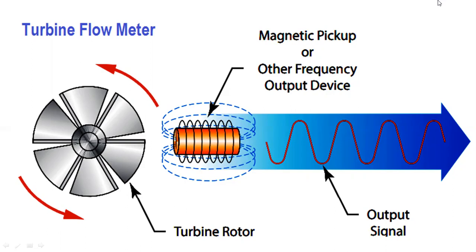So when the turbine rotates, an electromagnetic field is generated. We can see that this is a magnetic pickup or other frequency output device. So the magnetic field is generated. That is the output signal.